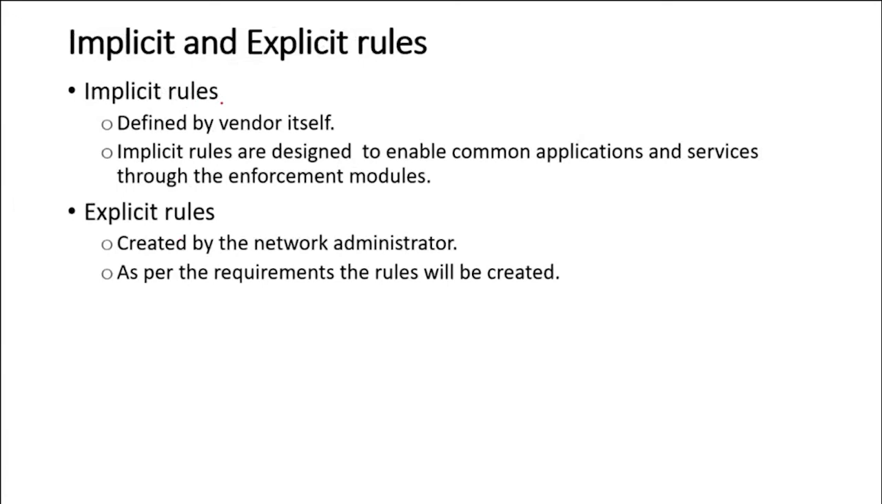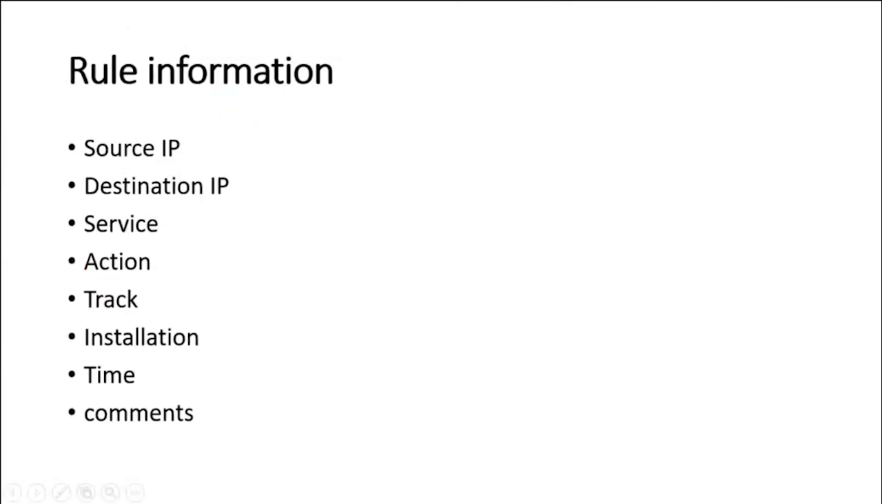Implicit rules are created by the vendor itself for some common applications. Explicit rules are the rules created by the network administrator for administration purposes. As per the requirement, the network administrator creates the explicit rule, but in case of implicit, it comes from the vendor itself directly. Okay, so this is the basic information with respect to a specific firewall rule.